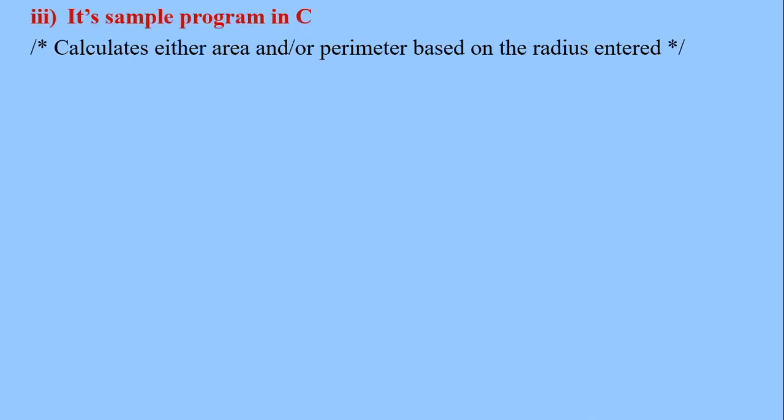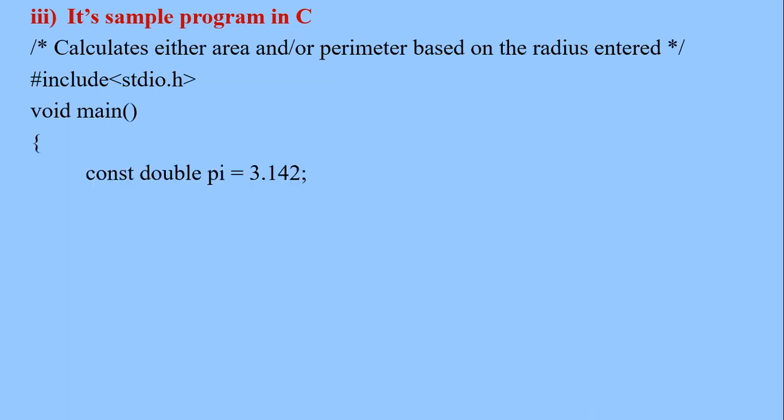What about in C? This program calculates either area and or perimeter based on the radius entered. We have the pre-processing directive stdio, that is the standard input-output header file. We have our main as usual. We have our brace there. We declare and initialize our constant memory location. Const double pi equals 3.142. Then we declare three variables: area, radius, and perimeter.